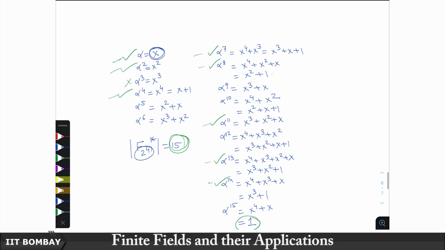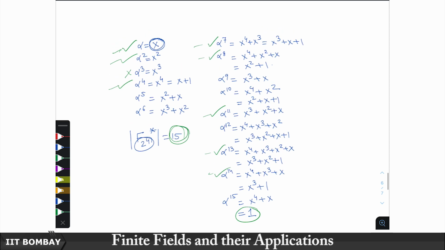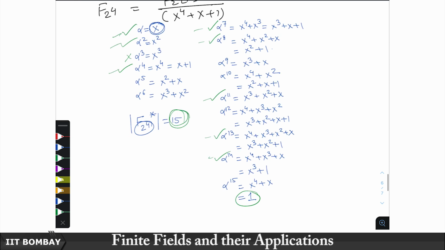Now, let us see this through an example, the example that we have already discussed before. This is an implementation of F2 power 4 as F2[x] modulo x4 plus x plus 1. We took this irreducible polynomial and took all polynomials of degree less than 4 under multiplication modulo x4 plus x plus 1.